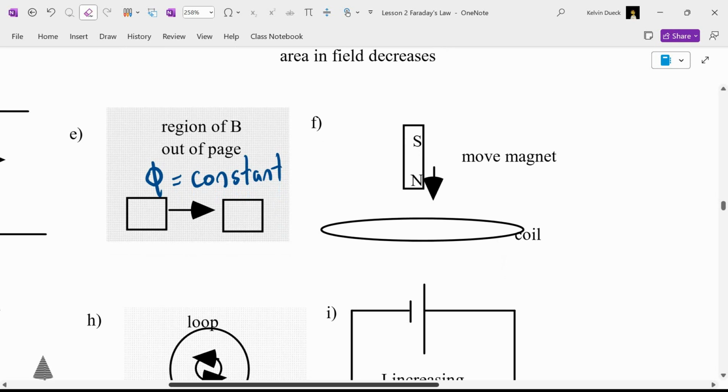Ooh, what about diagram F? If we move a North Pole magnet closer to this area, I'm going to tell you that's going to change the flux. Will that increase or decrease the flux? Adam, what do you think? Yep, same as doing this. Okay, shadow gets bigger, the area exposed gets bigger. So flux would increase.